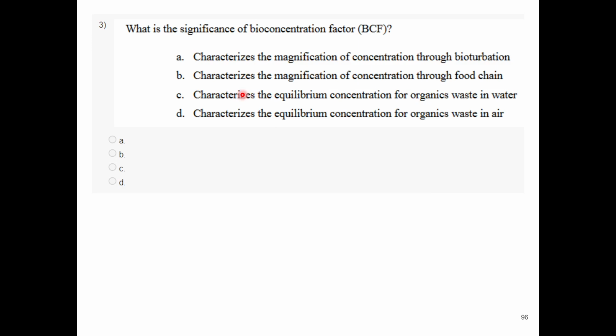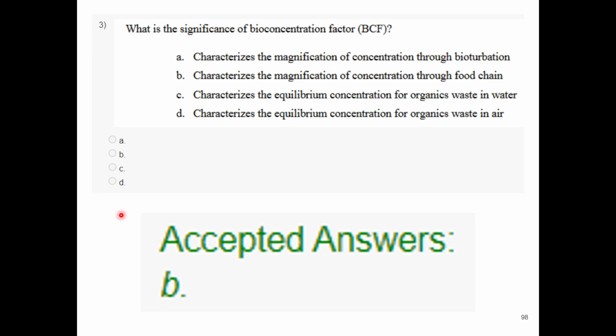Okay, so it characterizes the magnification of concentration through the food chain. So that is B. B is the correct option. As you can see, B, characterizes the magnification of concentration through food chain, is the correct option.